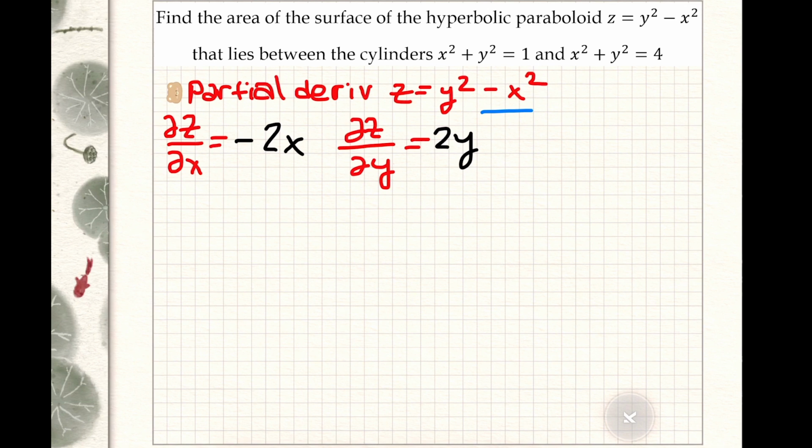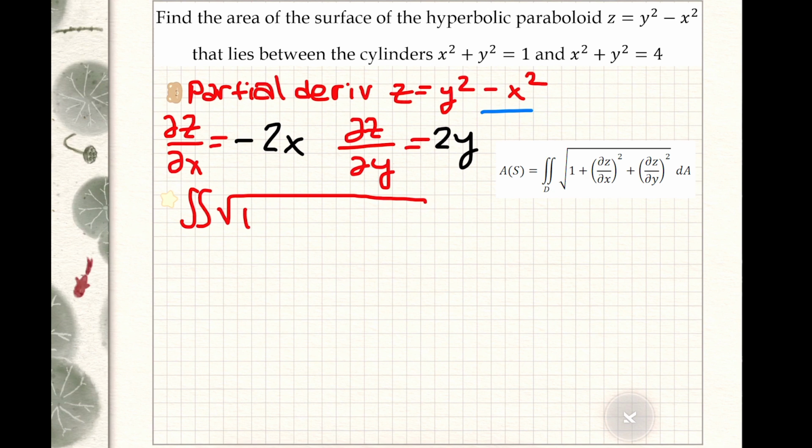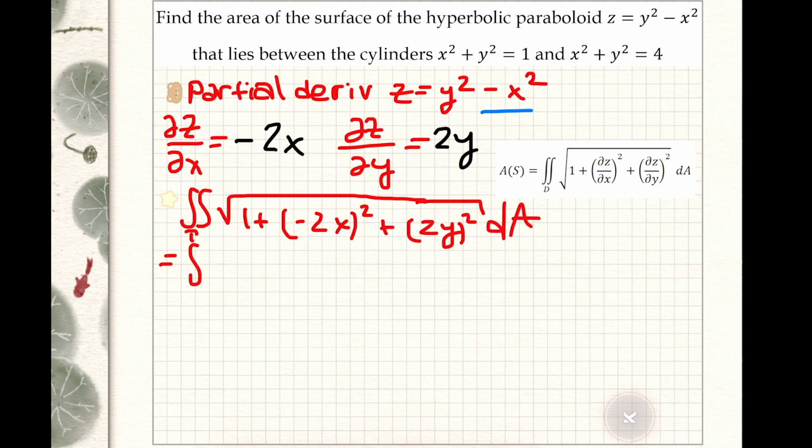Now our second step, we will be plugging our information into the formula. So it would be 1 plus negative 2x squared plus 2y squared. It's a good idea to simplify it right away, giving us 1 plus 4x squared plus 4y squared.